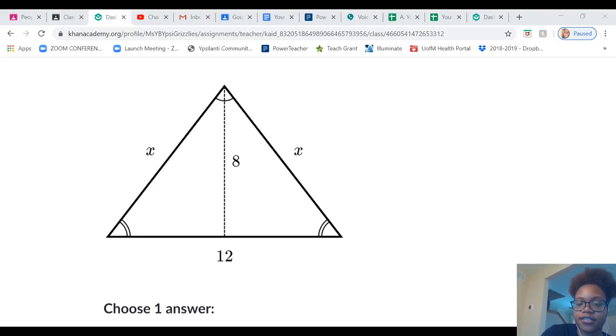So that's 64 plus 36 equals x squared. So 100 equals x squared. Take the square root, so 10 is x. So our missing side here, x, is going to be 10.